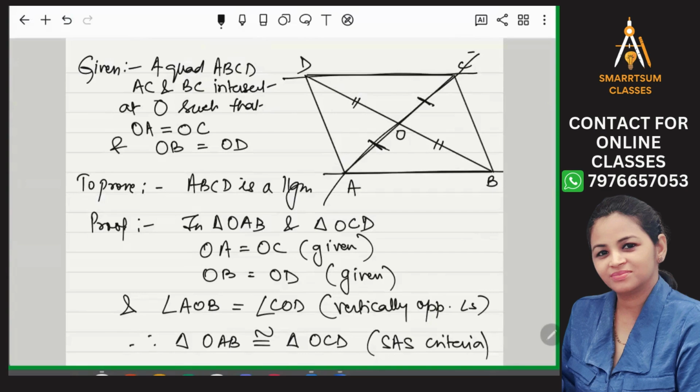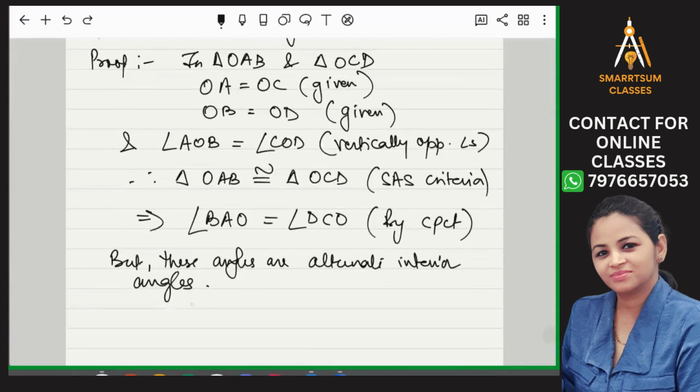CA is behaving as a transversal, and we have proved that this angle is equal to this angle, which are an alternate interior pair of angles. For this set of lines, we have proved that the alternate interior angles are equal. Therefore, we can say that AB is parallel to DC. Is that clear? Therefore, AB is parallel to DC.